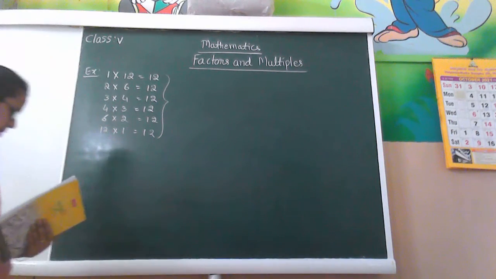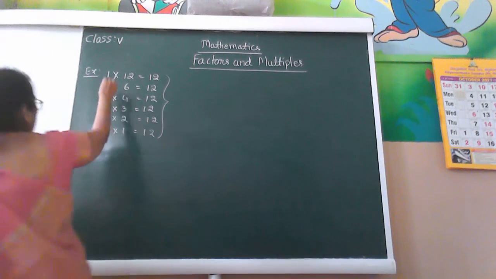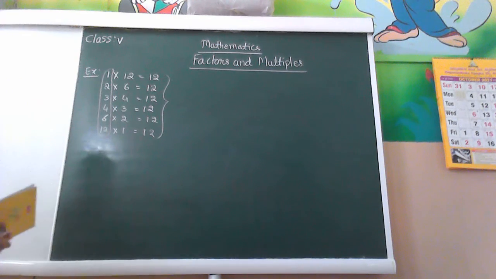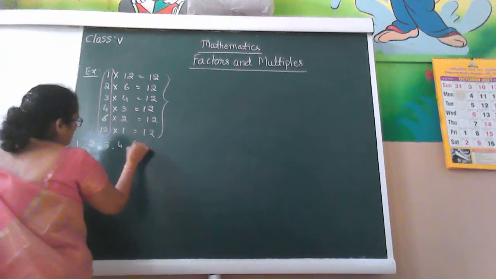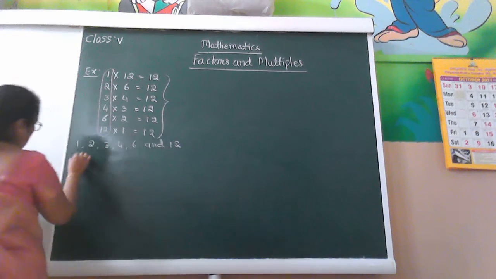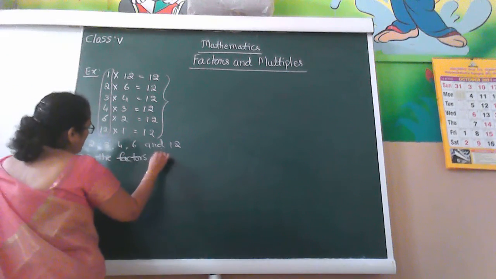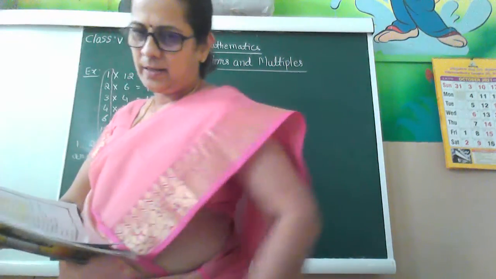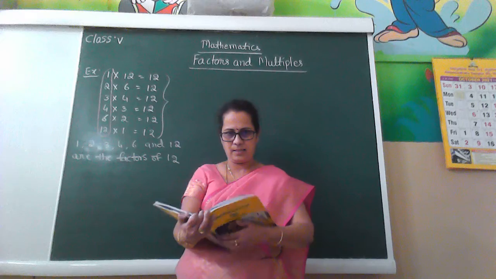Then I told you that these are 1, 2, 3, 4, 6, 12. So these are the factors of 12. 1, 2, 3, 4, 6 and 12 are the factors of 12. That much I stopped, isn't it, children? We did that in the last class. Okay, today let us know what multiples are.